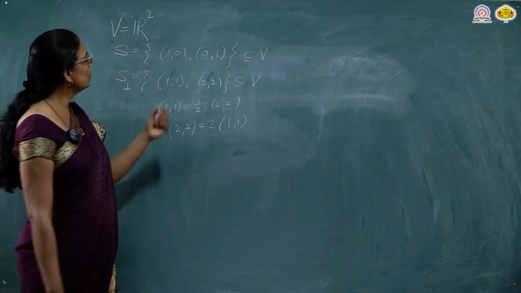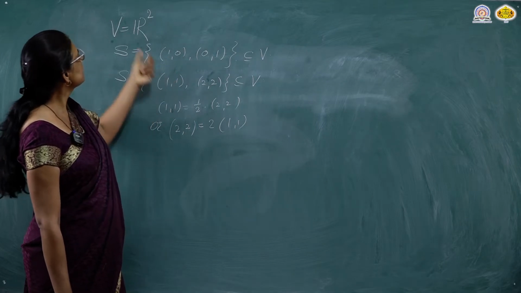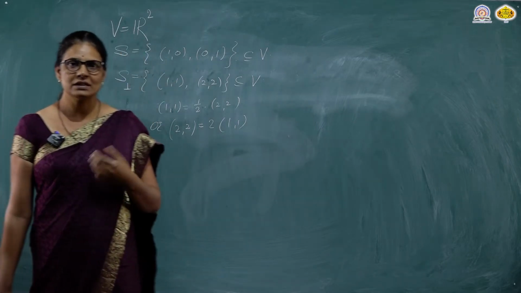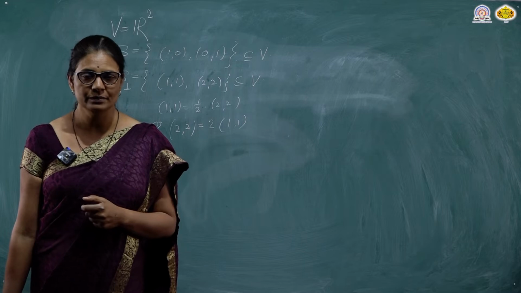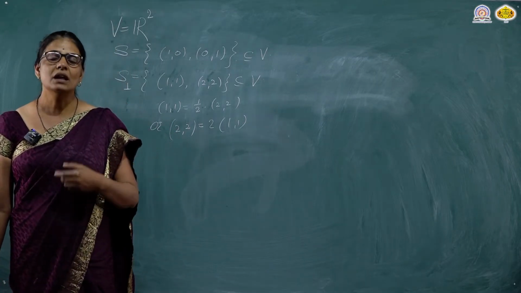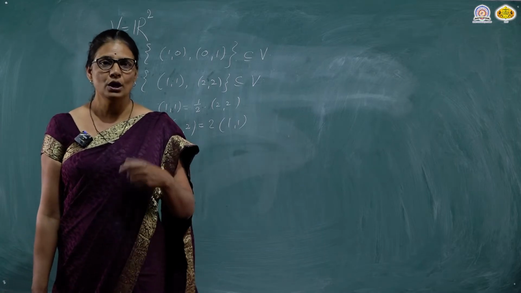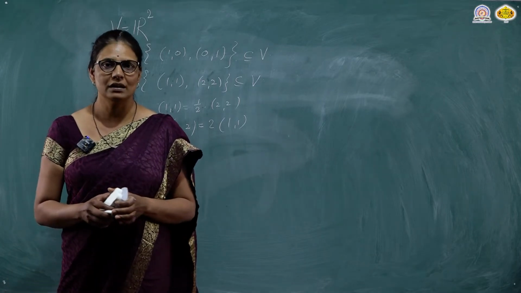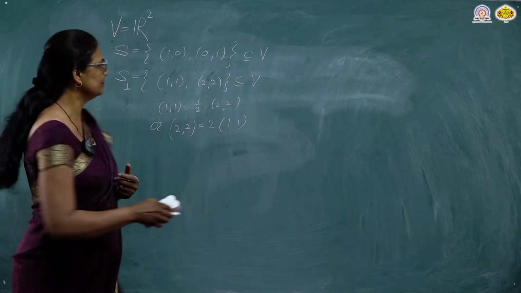Okay, but now these are only two vectors in R2, so we can easily check whether they are linearly dependent or not. But if the set contains more than two vectors, then how to check it? So for that we use one theorem. Now let us see the statement of that theorem.